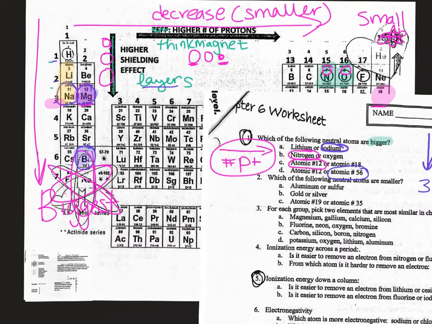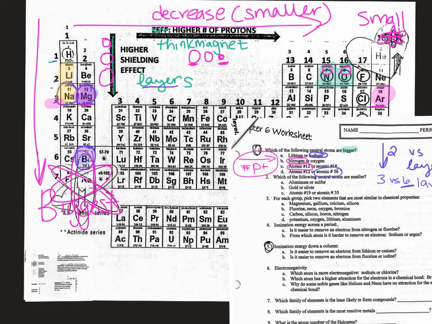Once again, just to re-emphasize the corner idea, the other way to do this, if you don't want to think about layers or magnets, is look at the corner. Here's our bigger corner. So out of this one up here and this one right here, who is closer to the big corner? That would be barium.